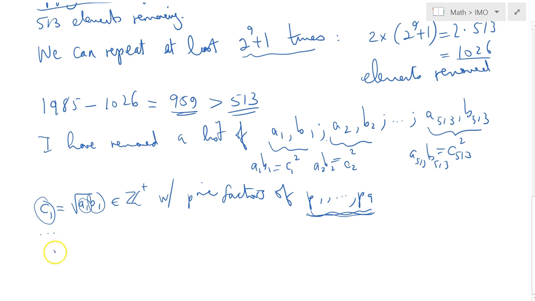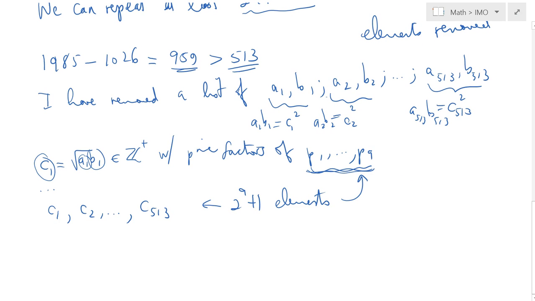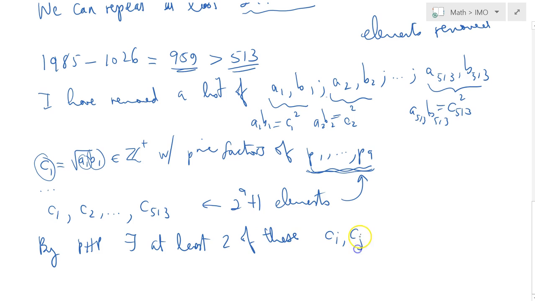So what will happen is you will have a list of c sub 1, c sub 2, up to c sub 513, in total 2 to the 9 plus 1 elements, each with the following prime factors. As a result, there will exist at least 2 of them. By the pigeonhole principle one more time, there exist at least two of these, let's call them c sub i and c sub j, such that c sub i times c sub j is equal to, say, d squared, where d is a positive integer.